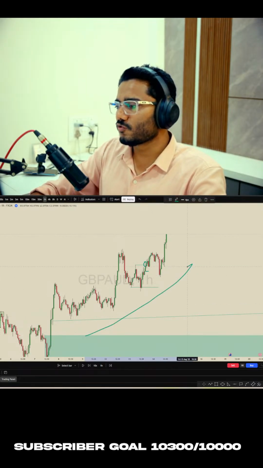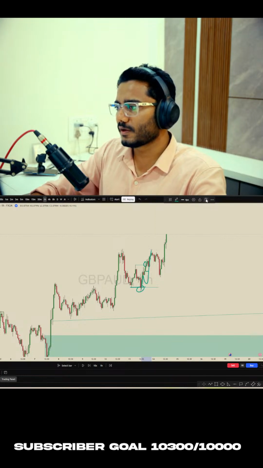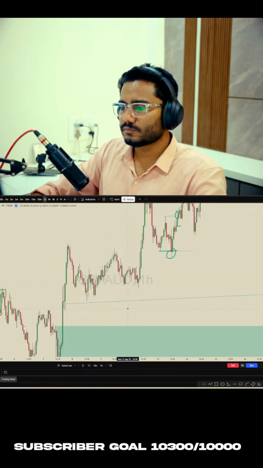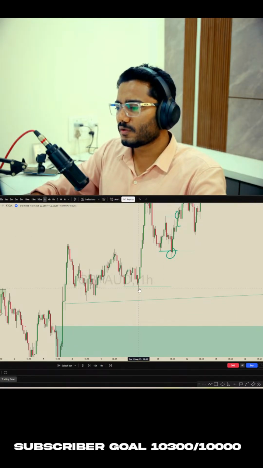So here price is going to the upside. That's why if candle closes inside the structure, it's a sign of inducement, right? So let's see. Here price took out this low and then it closed and gave us a structure break to the upside.